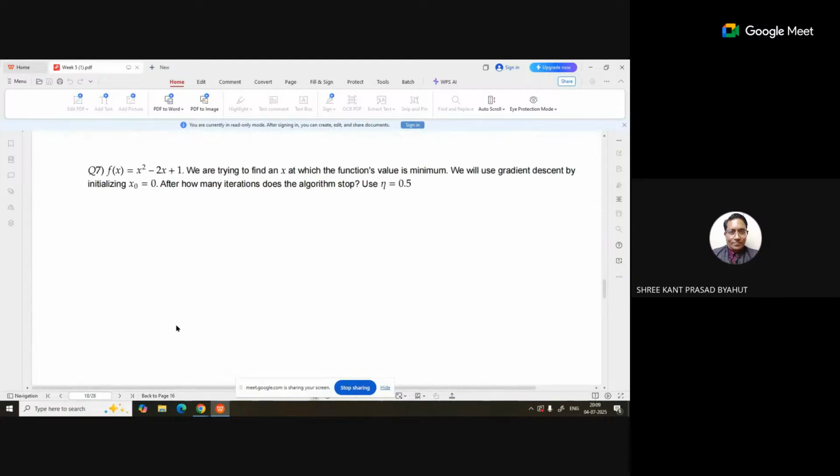Let's go to the seventh question. X square minus 2x plus 1 is a polynomial function. We are trying to find an x at which the function value is minimum, by initializing x not equal to 0. After how many iterations does the algorithm stop? This is a simple problem. You can solve it by using calculus.